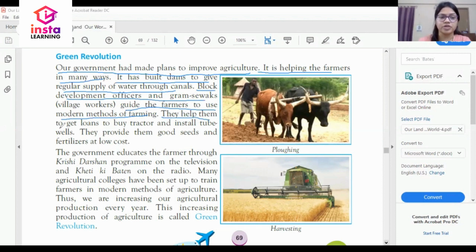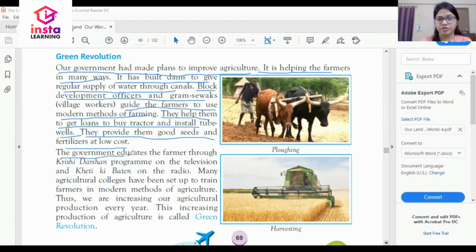They help them to get loans to buy tractors and install tube wells. वो उनकी कैसे हेल्प करते हैं? उन्हें ट्रैक्टर या ट्यूबवेल्स के लिए लोन देकर उन्हें हेल्प करते हैं. They provide them good seeds and fertilizers at low cost. वो और कैसे हेल्प करते हैं? उन्हें अच्छे बीज देकर और बहुत ही कम दाम पर अच्छे फर्टिलाइजर्स देकर.